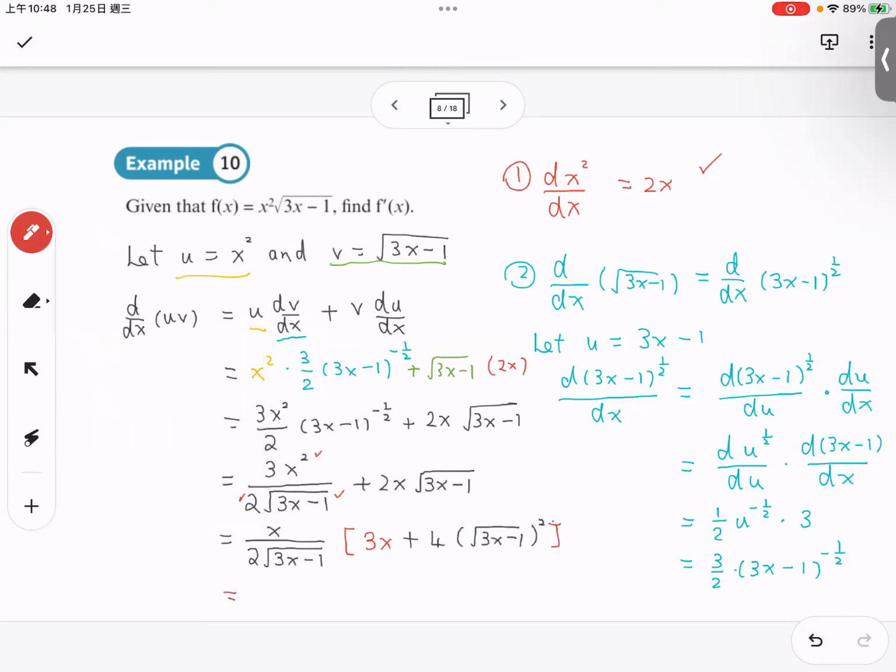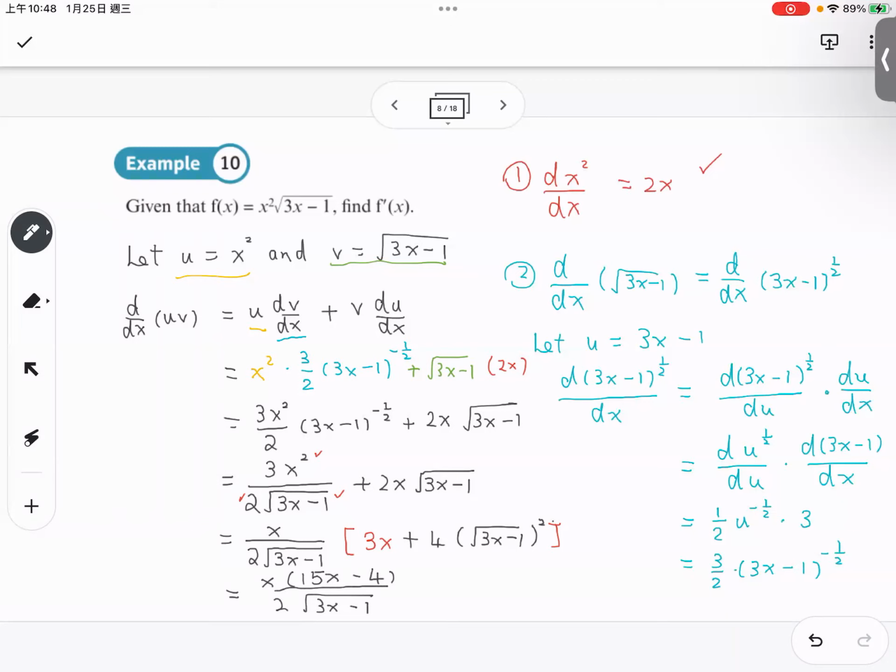And after that, we can do the simplification. The answer of this one is x times (3x plus 12x, that is 15x, minus 4) over 2 square root 3x minus 1. So this is the answer of the product rule.